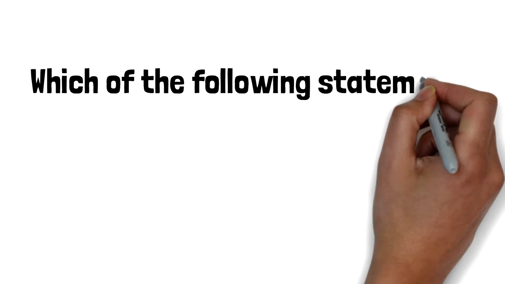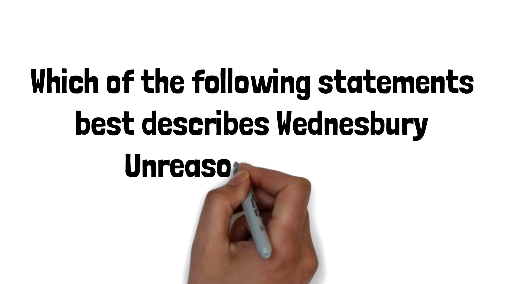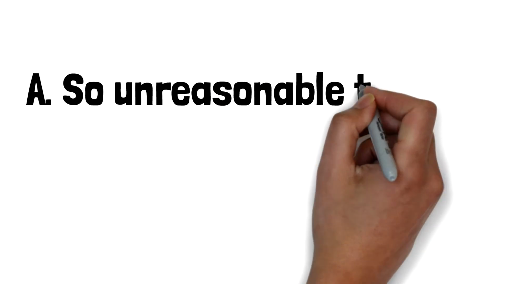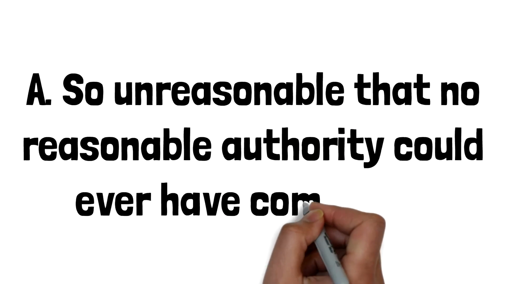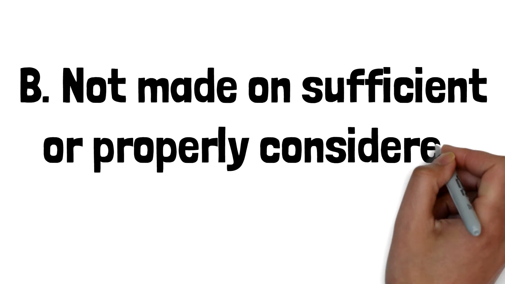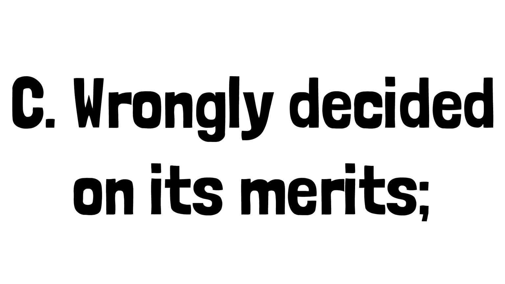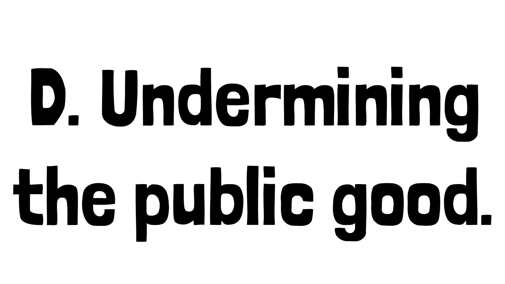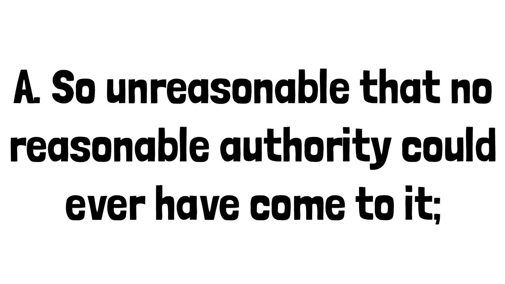Let's look now at a question of the kind you could get on this topic in the SQE1 exam. Which of the following statements best describes Wednesbury unreasonableness? A decision or act so unreasonable that no reasonable authority could ever have come to it, not made on sufficient or properly considered evidence, wrongly decided on its merits, undermining the public good. The answer is A. A decision or act so unreasonable that no reasonable authority could ever have come to it.